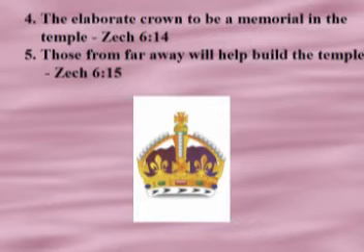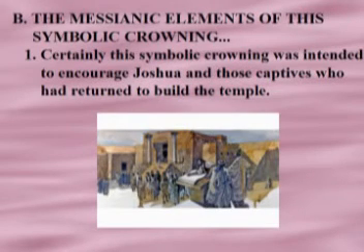4. The elaborate crown to be a memorial in the temple. Zechariah 6:14. 5. Those from far away will help build the temple. Zechariah 6:15. B. The messianic elements of this symbolic crowning.